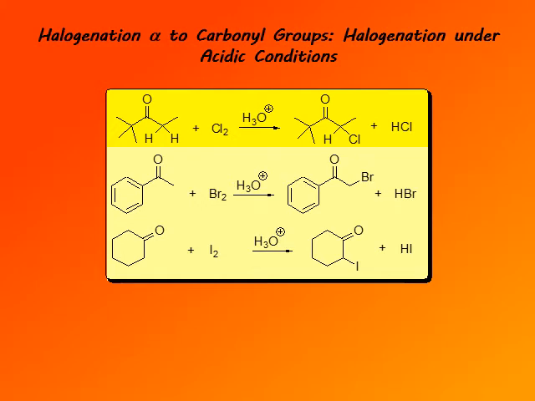And so here are several examples. Reaction with chlorine in the presence of an acid like hydrochloric acid. In the case of bromine, we would use hydrobromic acid as the acid. And in the case of iodine, we would use hydroiodic acid. Of course, in each of these three examples, we could have switched reagents and gotten correspondingly different products. For example, here we could have used bromine, and the product would have been 2-bromocyclohexanone, or chlorine, 2-chlorocyclohexanone, and so on.